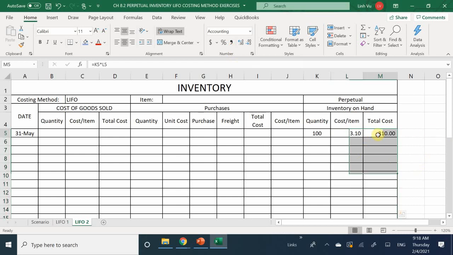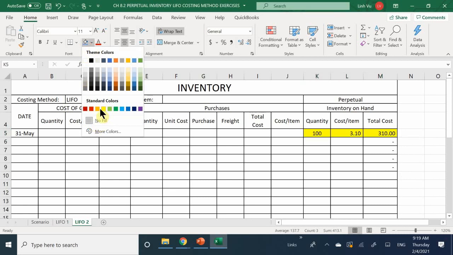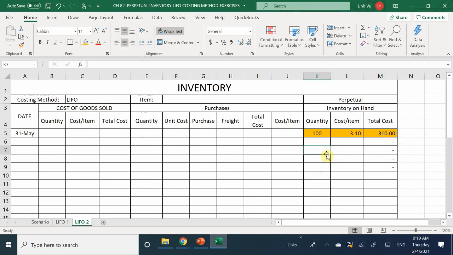And I'm going to pull the formula down here. Okay. And of course, I'm also going to carry over the orange color that we used from the previous worksheet, just so then we can stay a little consistent and know where that batch came from. Okay.